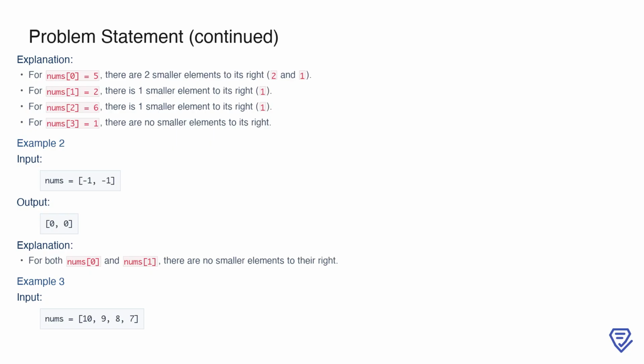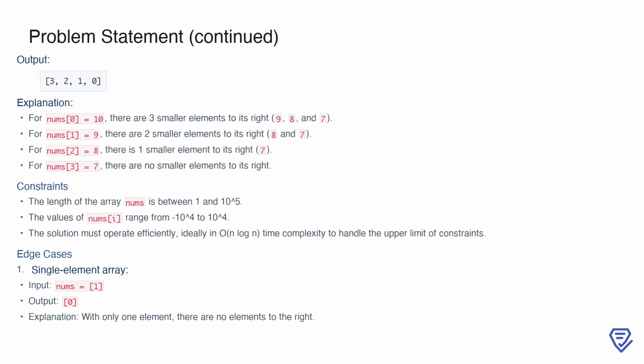Another example is when nums is -1, -1. Here, since all elements are identical, no smaller numbers exist to the right of any element, resulting in an output of 0, 0. Similarly, if we have an array like 10, 9, 8, 7, where every element is strictly larger than the ones following it, the output will reflect the count of all subsequent elements for each position. For instance, the first element, 10, has three smaller numbers to its right, and so forth. In the example of nums equals 10, 9, 8, 7, the output is 3, 2, 1, 0.